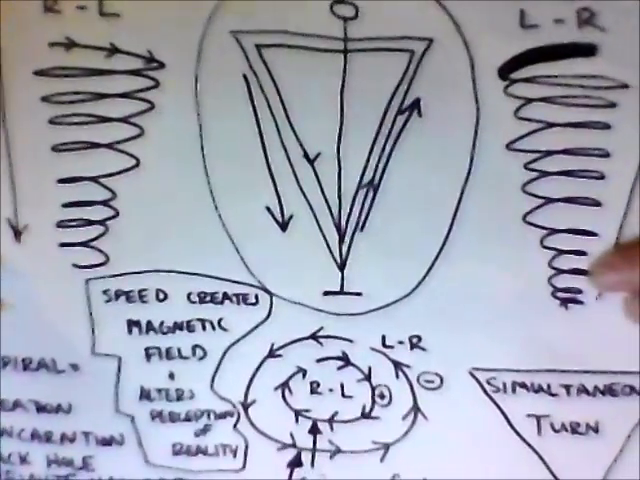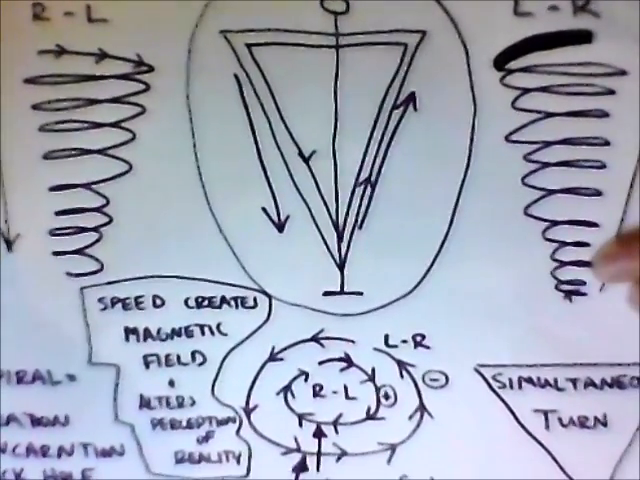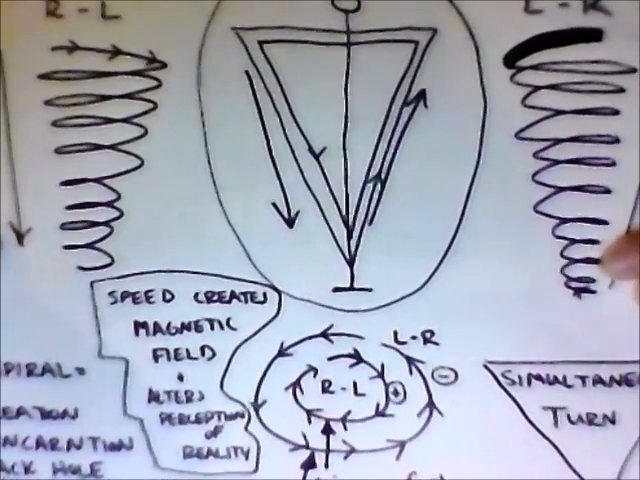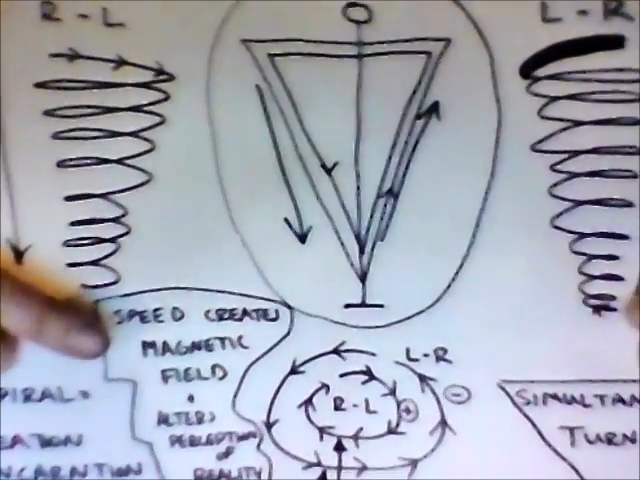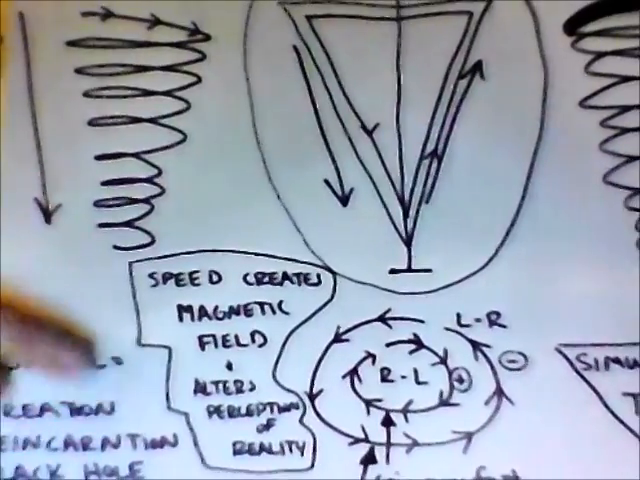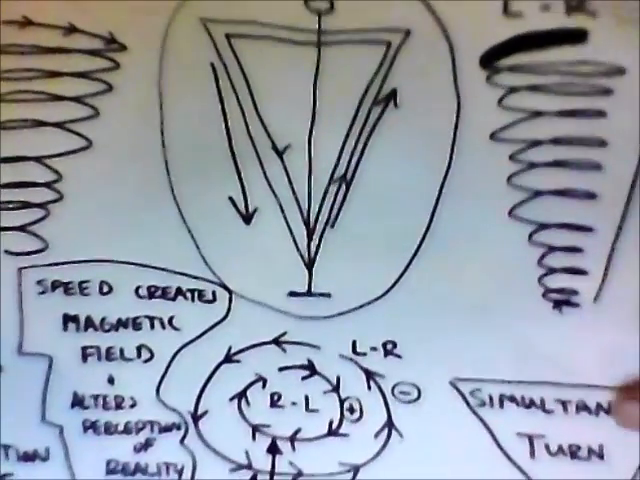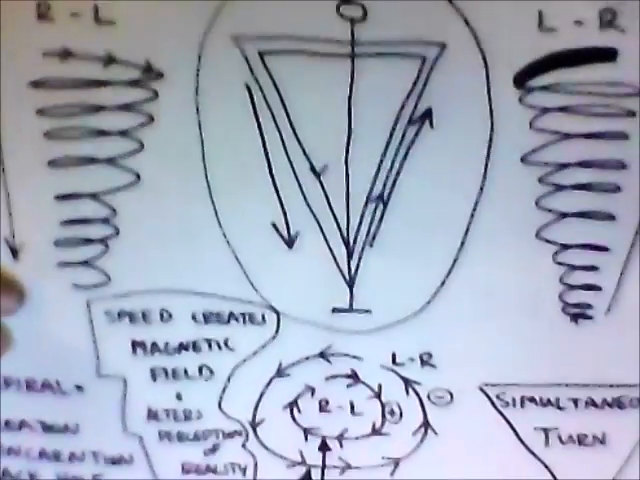But time has become very important to me as of late. Literally, the last month, I've been contemplating time a great deal, and I learn more about time every day. So you see, the speed creates a magnetic field and alters perception of reality. That is what they told me. And then you have to have this churning taking place simultaneously for it to take place.